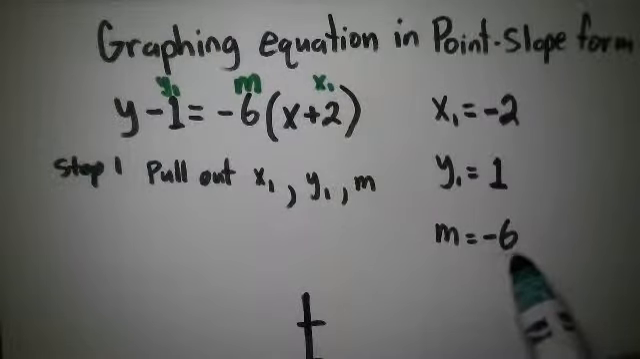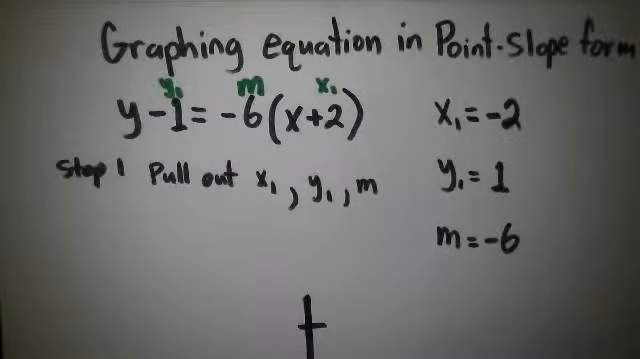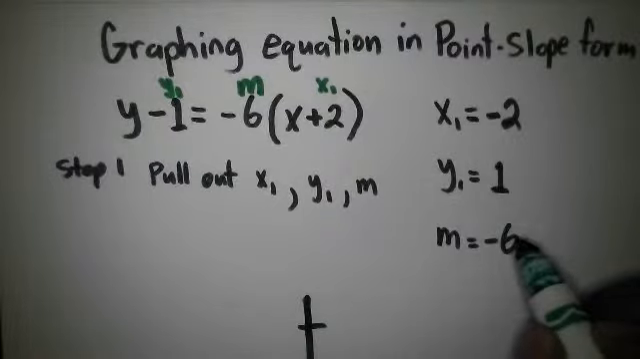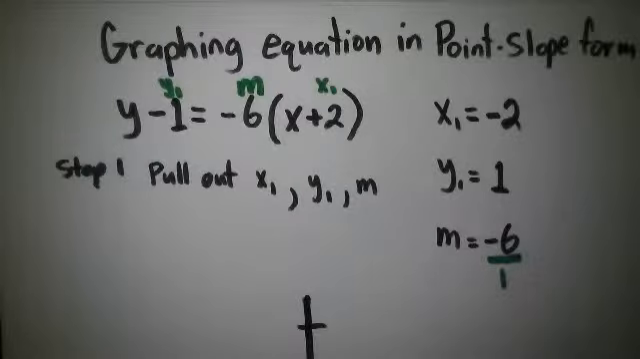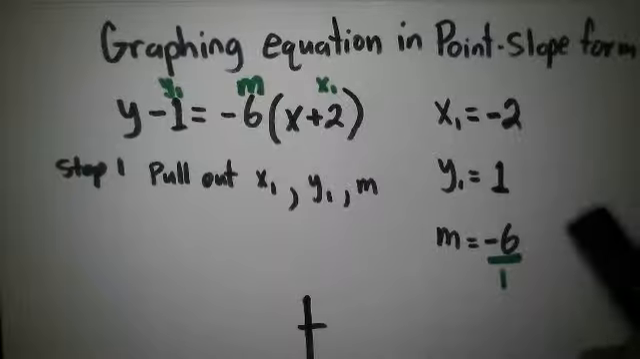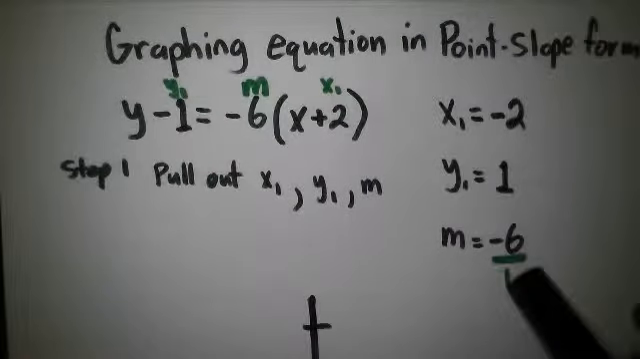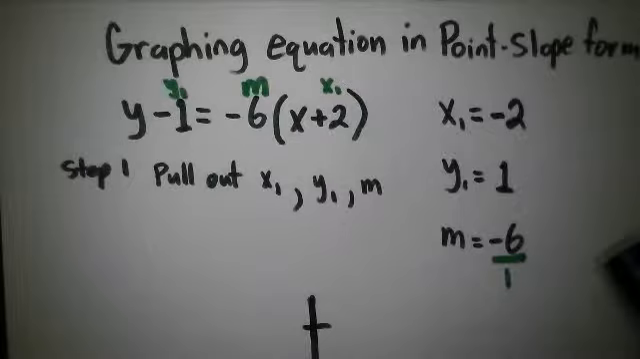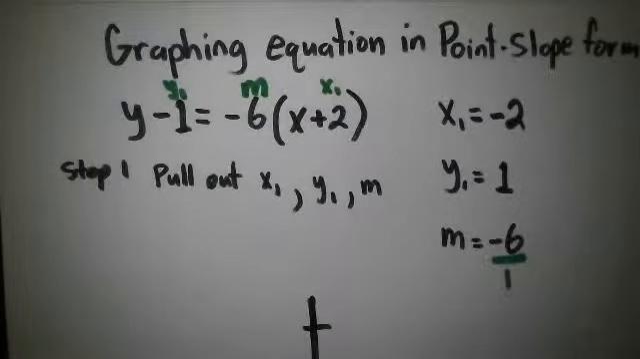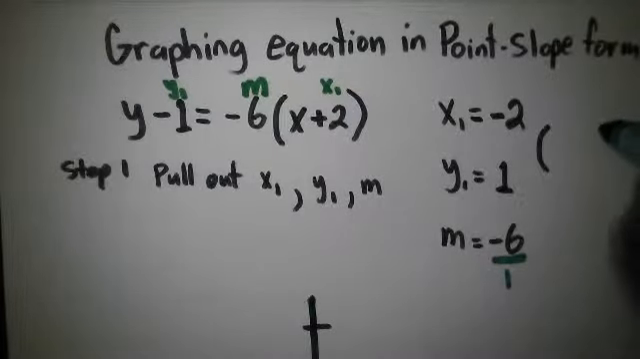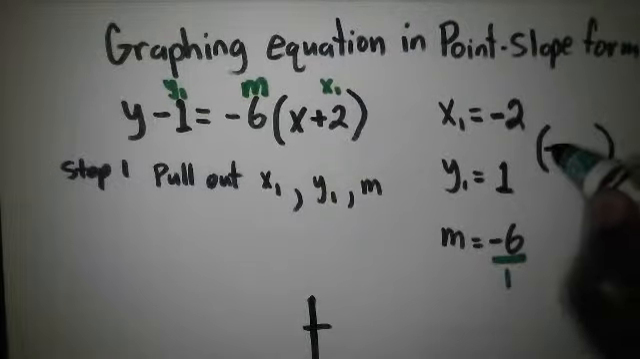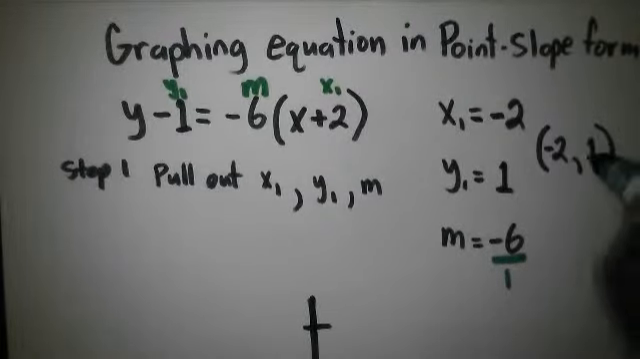Slope would be -6. Now, because we're going to graph it, I want you guys to put a 1 underneath the slope if it is a whole number, or an integer. That way we'll be able to graph it using the technique rise over run. Now the point that we're using, we can go ahead and put in its coordinates. The point we'll be using, x is -2, y is 1.